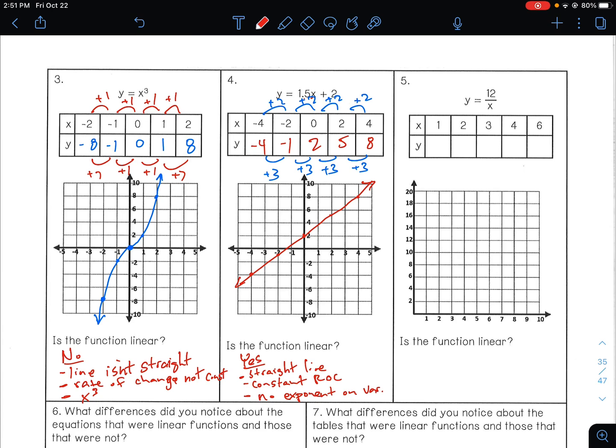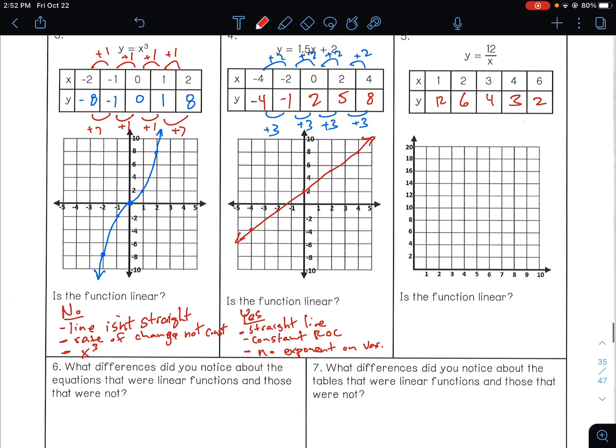Number 5. 12 over x. Well, let's do the table first. Can you tell from here? Well, x is a denominator. So if x is a denominator, let's see. 12 divided by 1 is 12. 12 divided by 2 is 6. 12 divided by 3 is 4. 12 divided by 4 is 3, and 12 divided by 6 is 2.